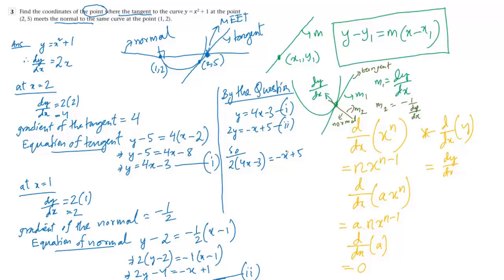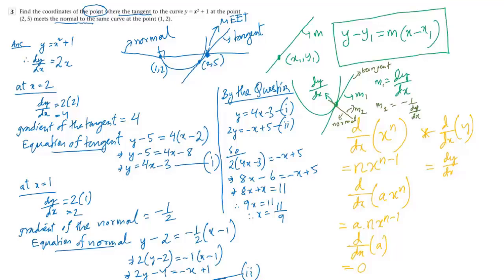So now let's simplify this. 2 4s are 8x, minus 2 3s is 6, equals minus x plus 5. So 8x plus x equals 5 plus 6. So that's going to be 11. So therefore 9x equals 11. So therefore x equals 11 by 9. That is one of the coordinates of the point of intersection. That is the x-coordinate of the point of intersection.